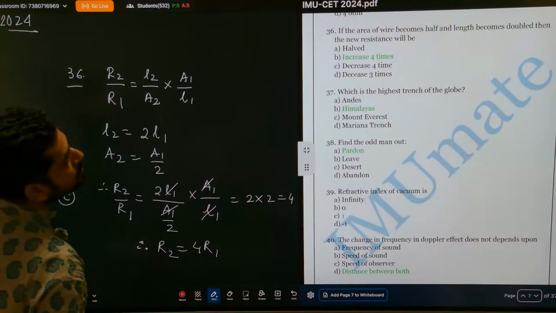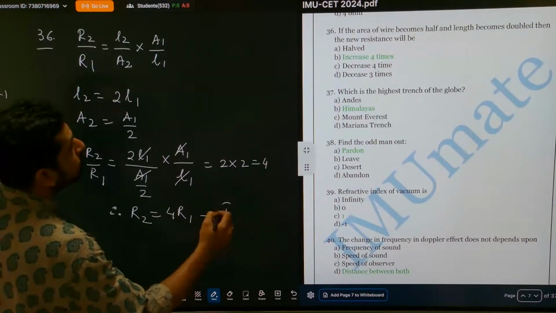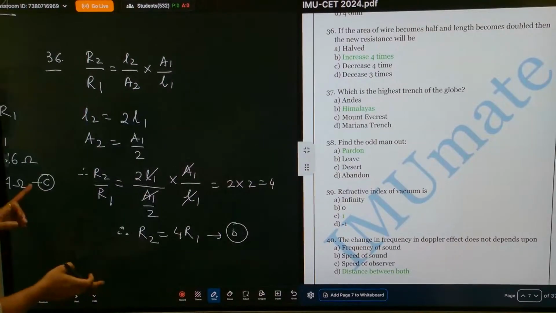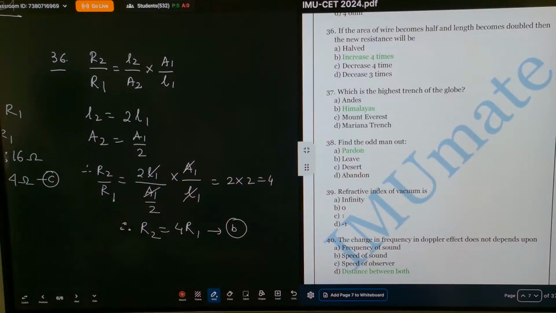Option B. Increases by, okay, if it had come R1 by 4, it would decrease by 4 times, huh? Yes. Yes, Amit, you gave the correct answer. It increases by 4 times.